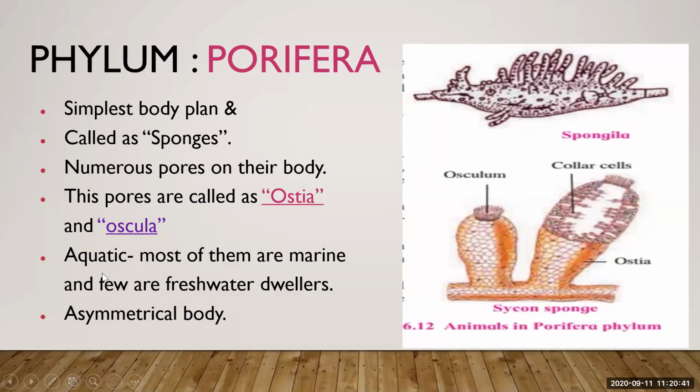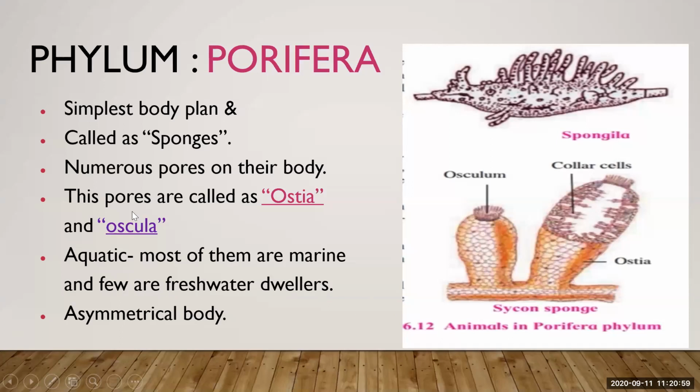They are mostly aquatic, meaning most of them are marine and a few are freshwater dwellers, living in marine water, and some living in fresh water. Their body is of asymmetrical body type. What is an asymmetrical body type?